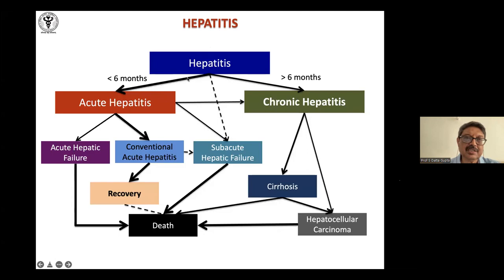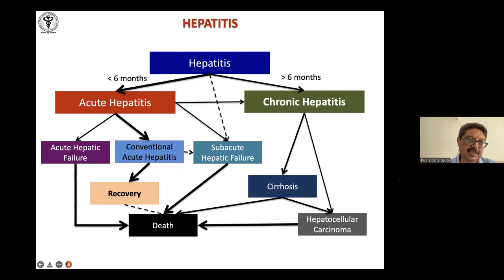By and large, you don't do a liver biopsy for acute hepatitis. Acute viral hepatitis generally does not require it at all. Maybe in acute drug induced or some other cases, you may do it. So the indication is absolutely gone here. You may do it for subacute, and of course, for chronic disease, cirrhosis, hepatocellular carcinoma. So most of the biopsies deal with this part of the chain here.